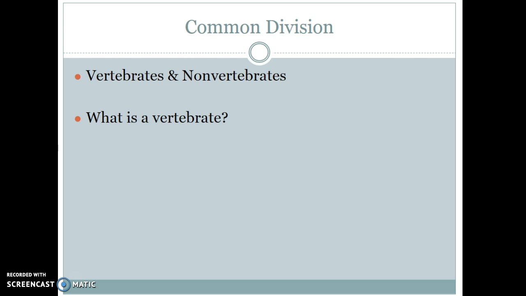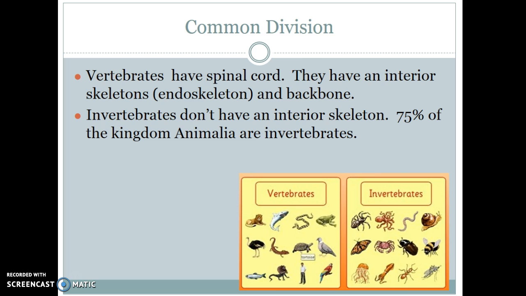Common divisions. What's a vertebrate? So animals are divided into vertebrates and non-vertebrates. What's a vertebrate? So vertebrates, they have a spinal cord and an internal skeleton or endoskeleton. Invertebrates have an exoskeleton, or a skeleton on the outside. 75% of the animal kingdom are invertebrates. Did you know that?